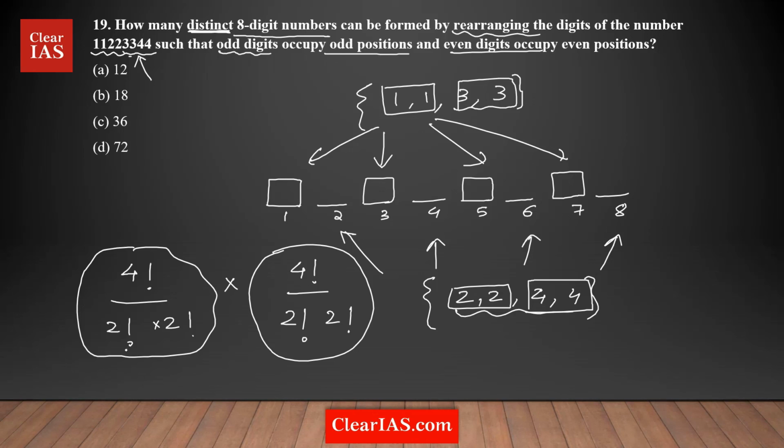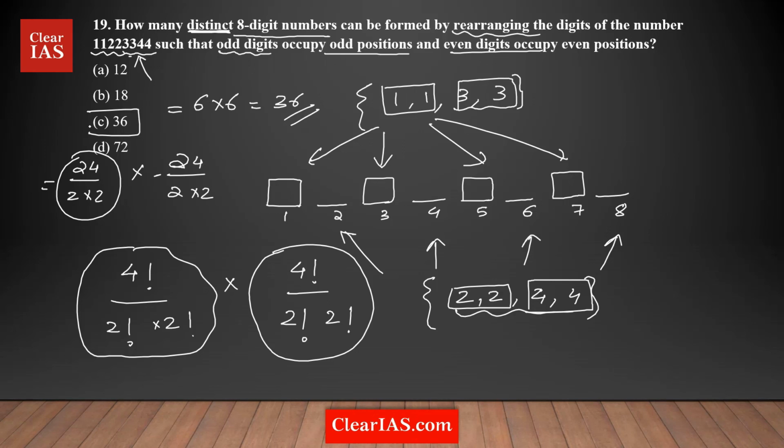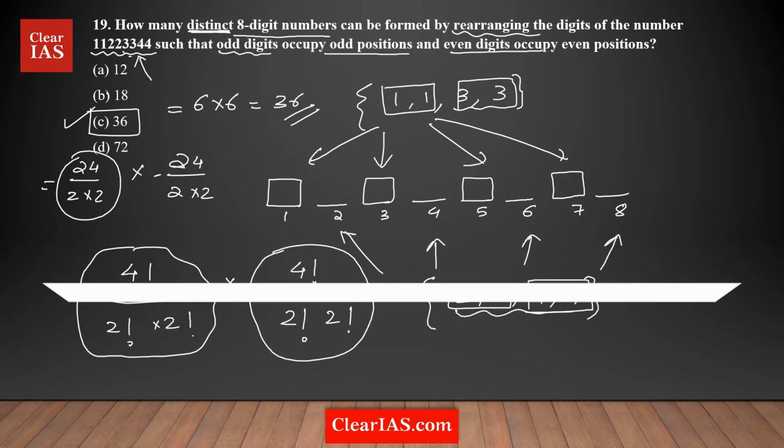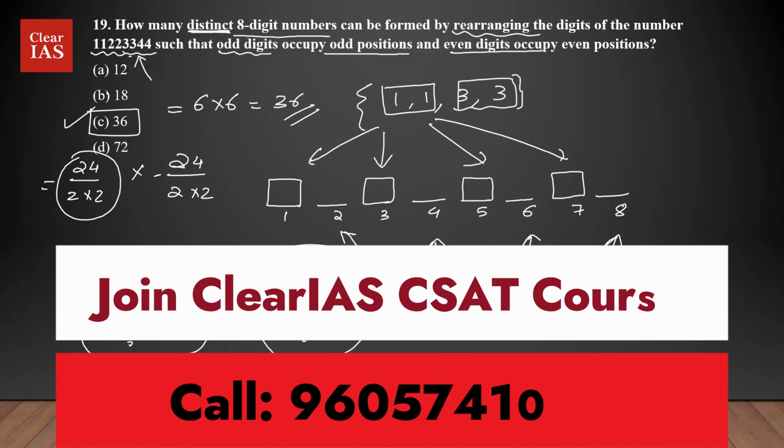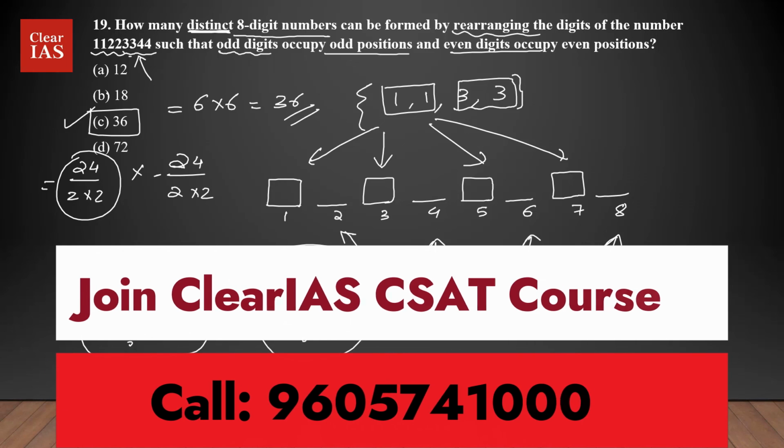So your answer is going to be equal to what? 4 factorial is 24 upon 2 times 2, which is 6. 24 by 4 is 6. You multiply by the same again: 4 factorial is 24, and 2 times 2 is again 6. So your answer is going to be 6 times 6, which is equal to 36. So option C is the right answer for the question. Always keep in mind, when you're arranging digits or alphabets, keep in mind the repetition. Also, if there are some conditions involved, satisfy the conditions.